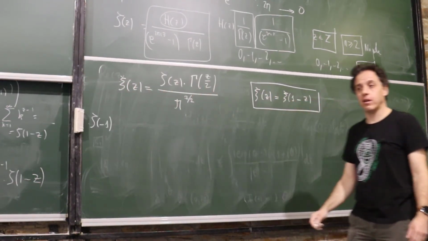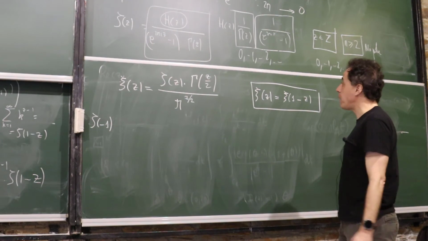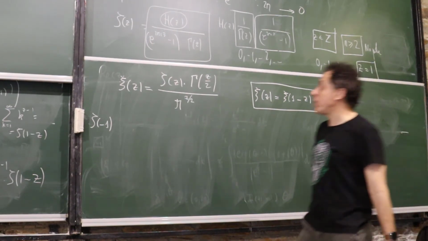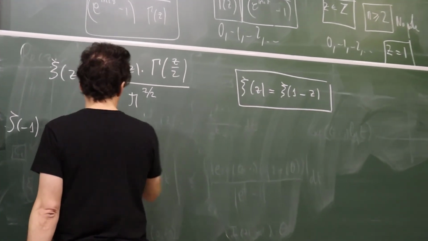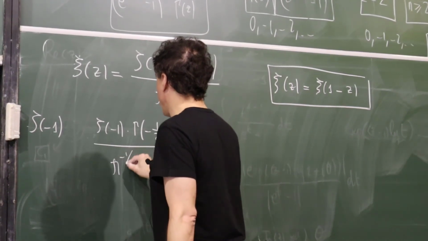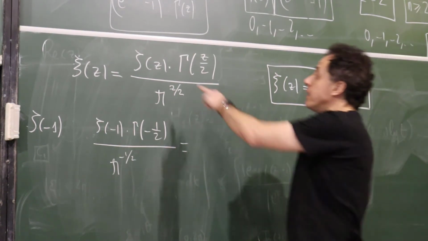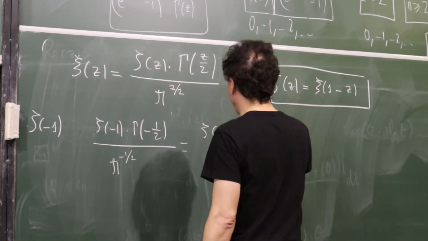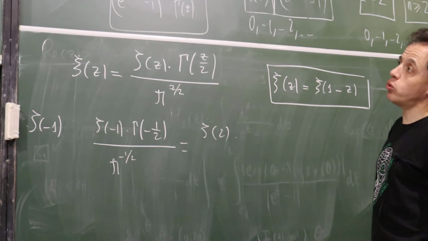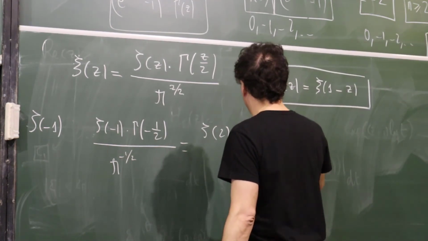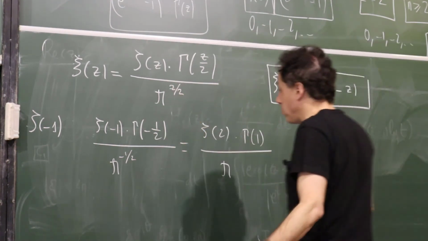For instance, let us compute the value zeta of minus 1. So, in this identity here, we replace z by minus 1. If we replace z by minus 1, you have zeta of minus 1, gamma of minus 1 over 2, pi to the minus 1 over 2, equal to this formula with 1 minus z. So, zeta of 1 minus minus 1, zeta of 2, gamma of 1 minus z over 2 would be gamma of 1, and here pi to the 1 minus z over 2 would be pi.